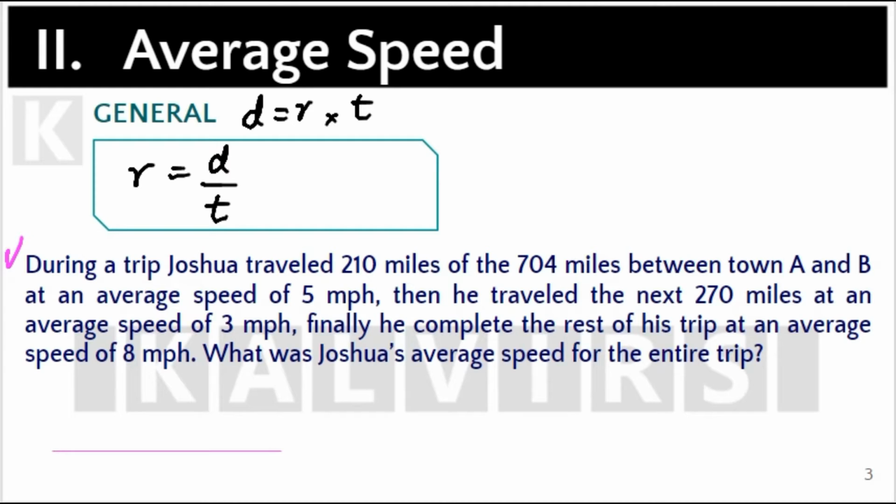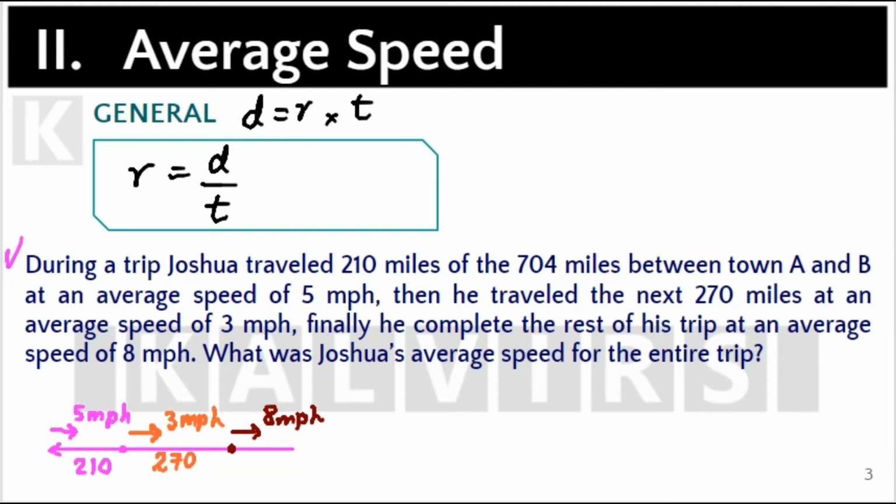So here we get the following. The first 210 miles were traveled at an average speed of 5 miles per hour. Then the next 270 miles were traveled at an average speed of 3 miles per hour. And for the rest of the trip, he traveled at 8 miles per hour.